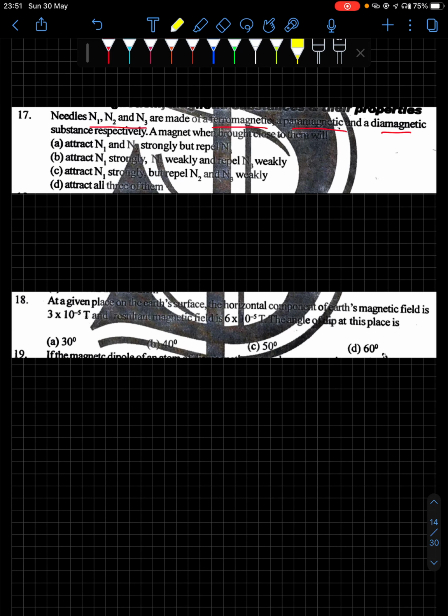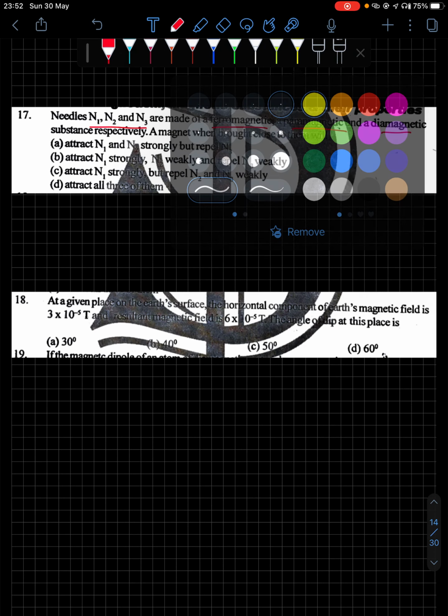Is this the best option? Let's check the other options. What is B saying? Attract N1 strongly, N2 weakly, and repel N3 weakly. Okay, option 3 is a better fit. Attract N1 strongly, but repel N2 and N3 weakly. Attract N1 strongly, N2 weakly, repel N3 weakly. Okay, option number B is the right answer.